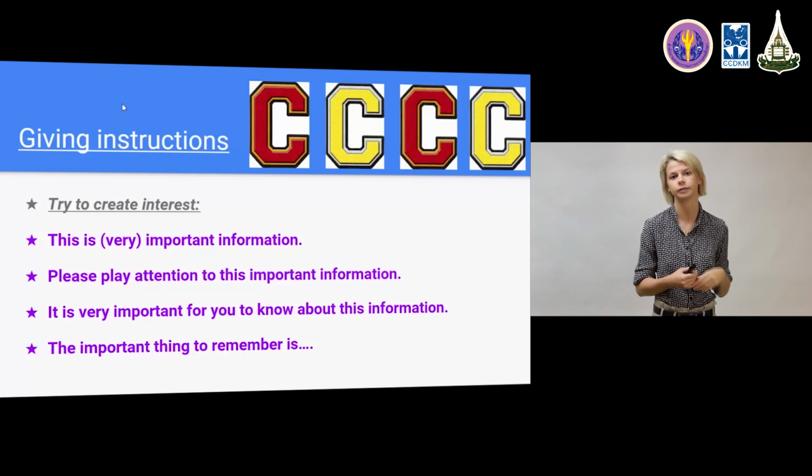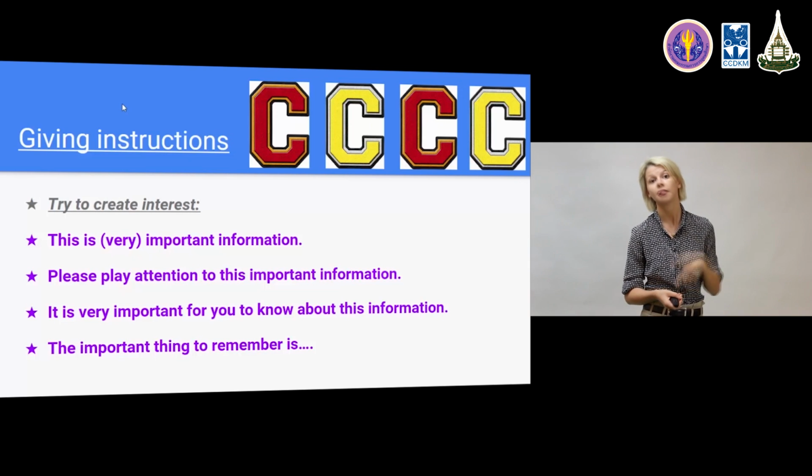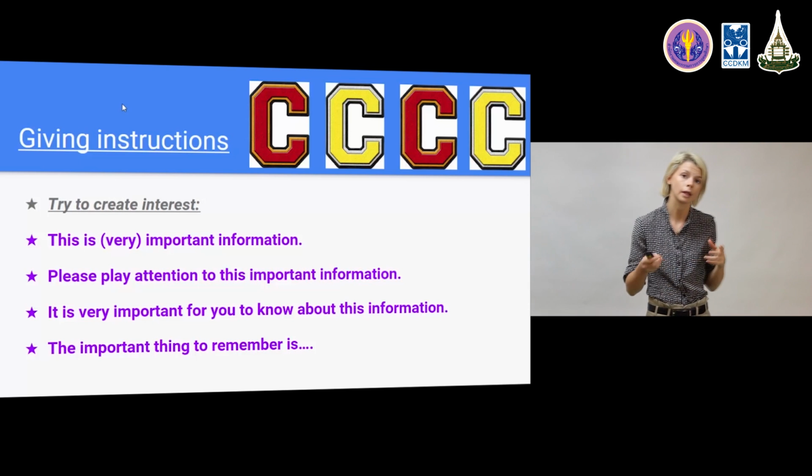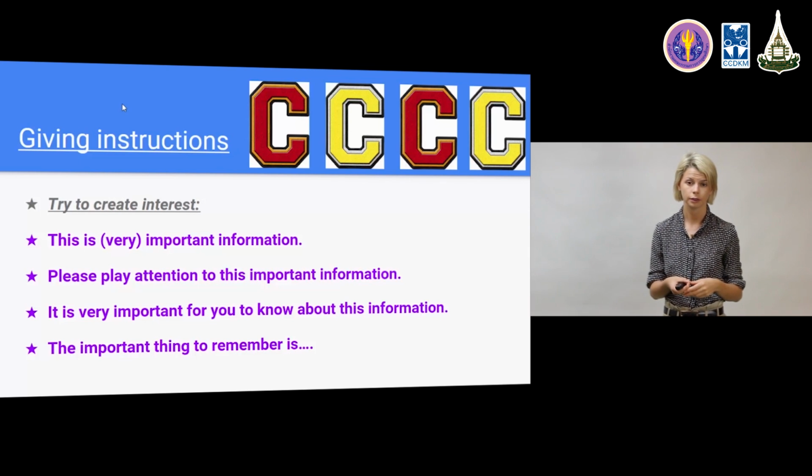How can we say that? Tell them, this is important information. This is very important information. That will get their attention. Then you can start to give your instructions. Another way to say, please pay attention to this important information. Use that adjective, important. It gets people listening to you. Shh, this is important. Shh. Okay.